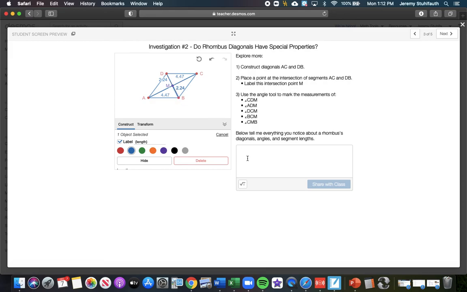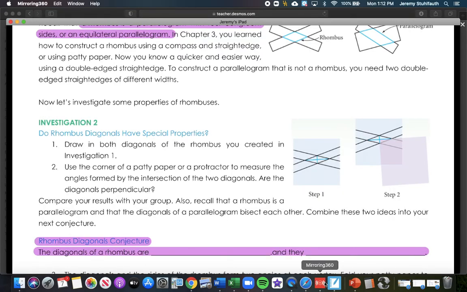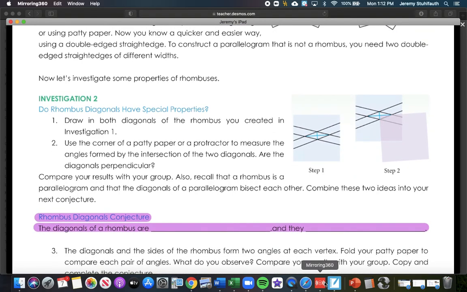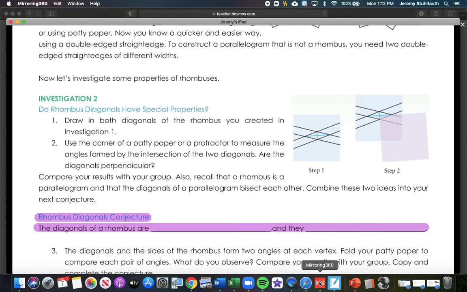So they appear to bisect each other. If we're looking at our notes, it says the diagonals of a rhombus are blank and they blank. Based on these observations, these diagonals appear to bisect each other, so we're going to say, and they bisect each other. Now we have to figure out the next part of this conjecture. I wrote that there because grammatically it wouldn't make sense if we wrote it in that first blank.